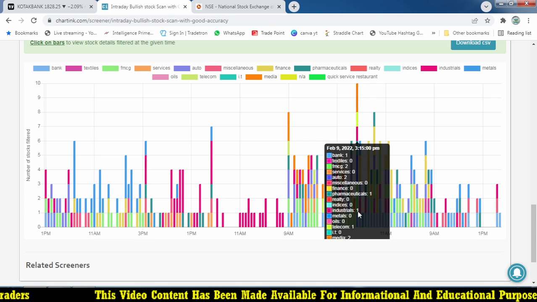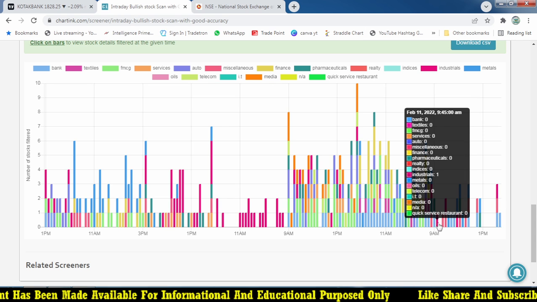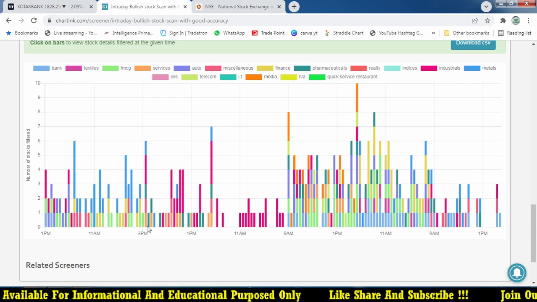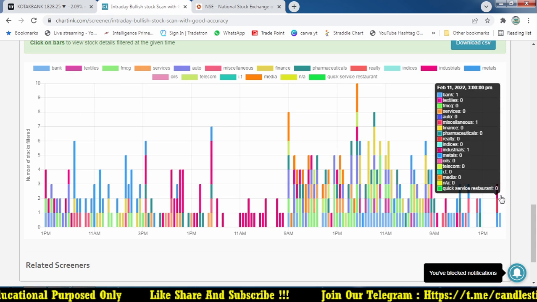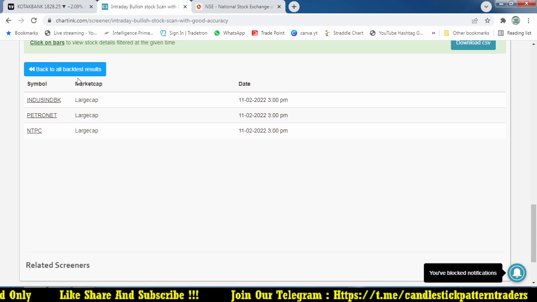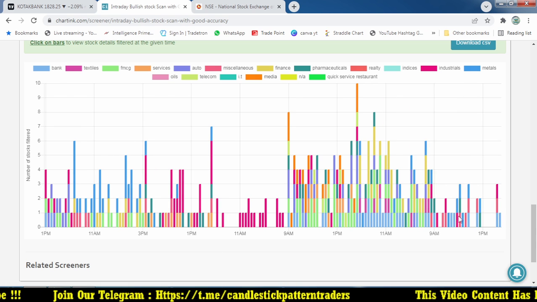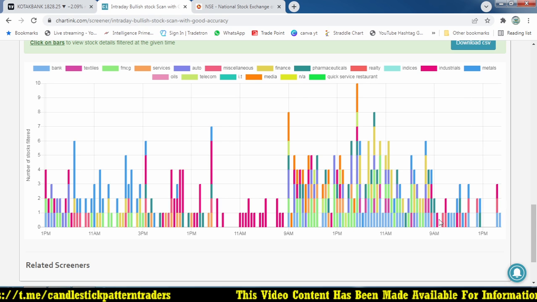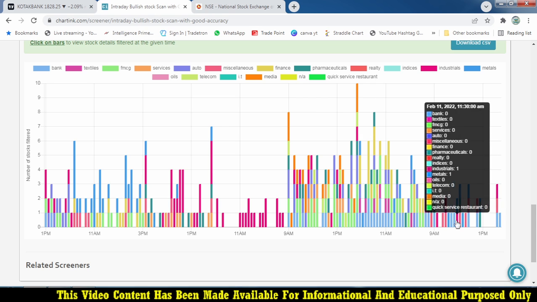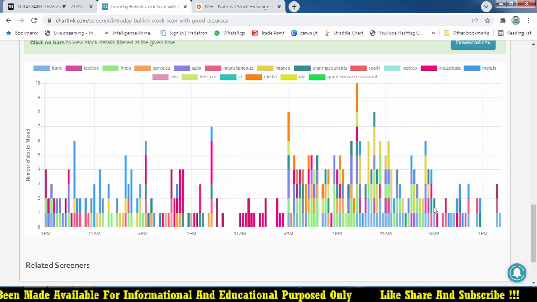And the same stock, can you see the pink color? That is the same stock at 9:45 also, Petronet. Whenever you see the pink color, that is Petronet. Again here at the end of the day, Petronet from the beginning till the end of the day came under our scanner five times: at 9:15, 9:45, again by 10:30, after that at 11:30, and at the end of the day at 3 o'clock.